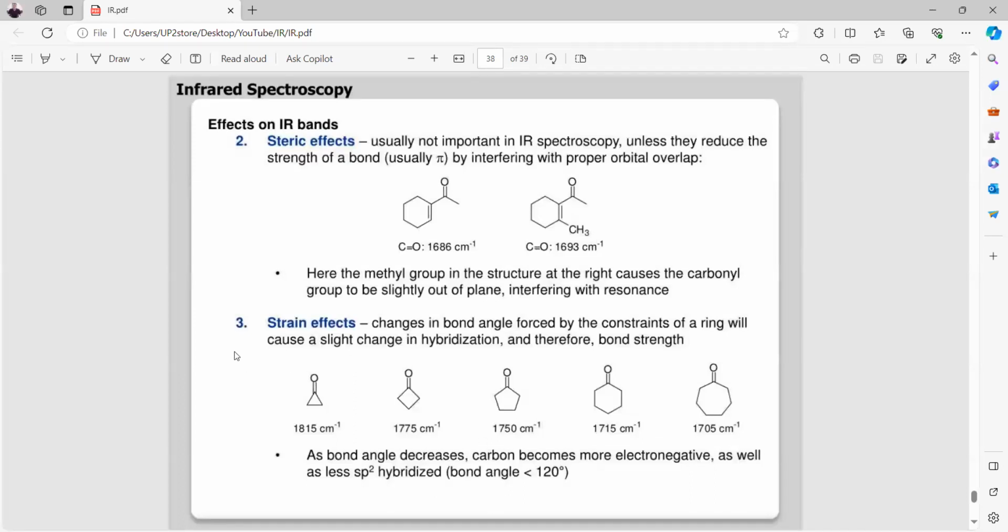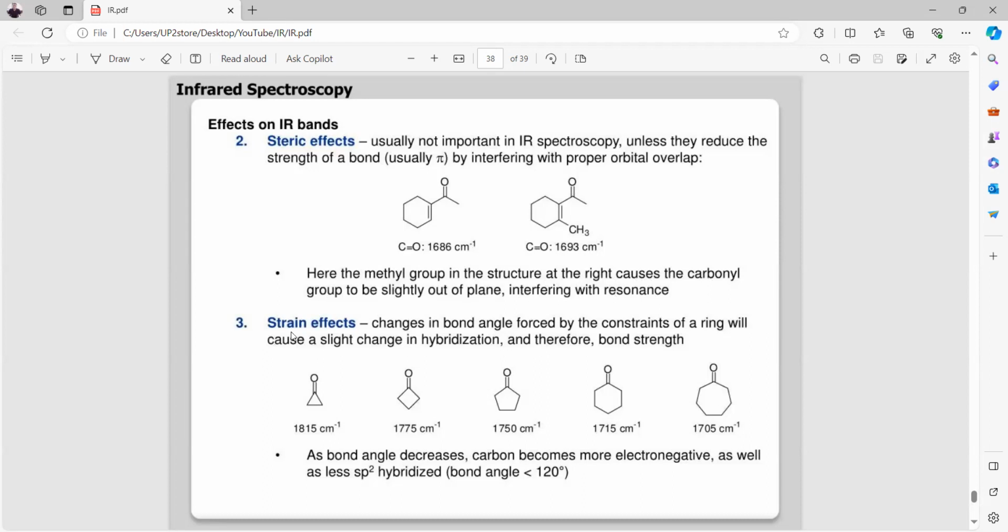The second reason is steric effects, usually not important in IR spectroscopy unless they reduce the strength of a bond, usually a pi bond, by interfering with proper orbital overlap. We have two different examples. Here, the methyl group in the structure at the right causes the carbonyl group to be slightly out of plane, interfering with resonance, while in the second example, there is no effect.